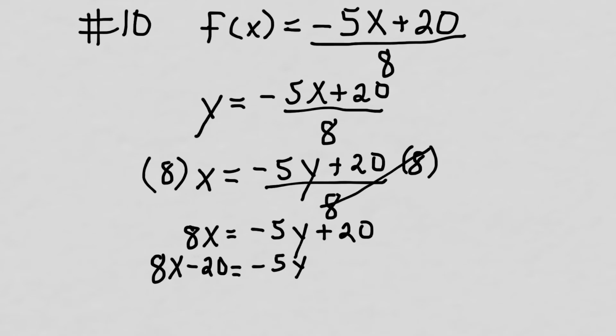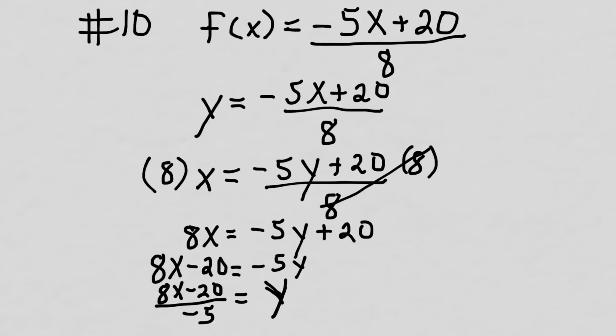Final thing we want to do now is divide both sides by negative 5. If you do that, you end up with just y on this side and (8x - 20)/(-5) on this side. That's not the best way to leave that. I'll show you another way to write it, but I will accept it either way on the test. I just want to make sure that you know the mechanics for this.